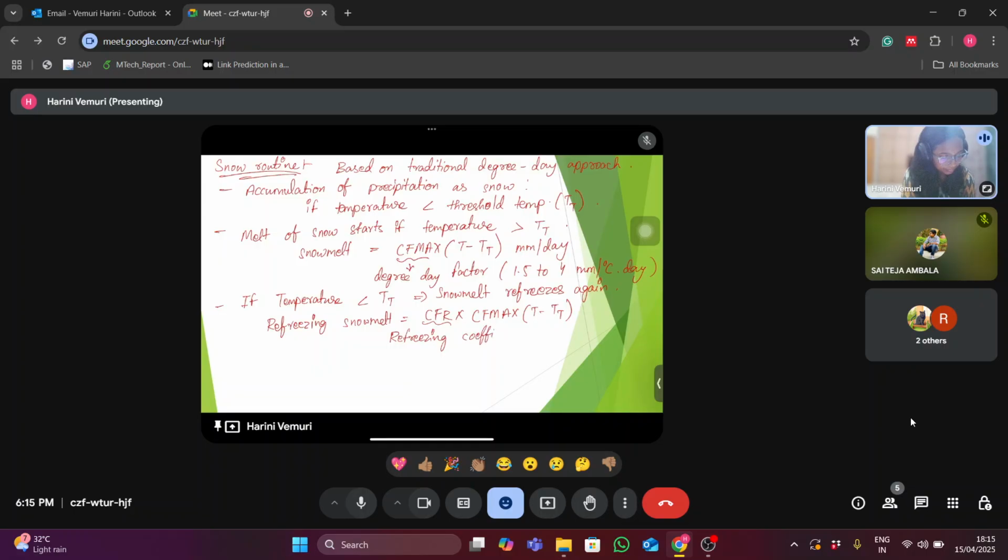coefficient, which is approximately equal to 0.05. Okay. So all the precipitation that is simulated to be snow should be multiplied by a correction factor SFCF. Okay, in this case, all precipitation simulated to be snow should be multiplied by a correction factor.